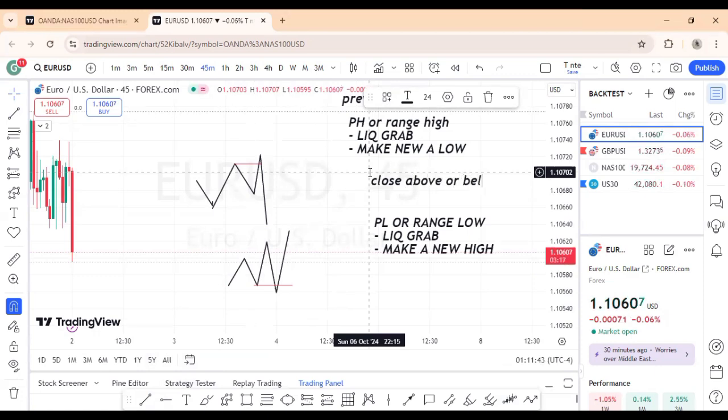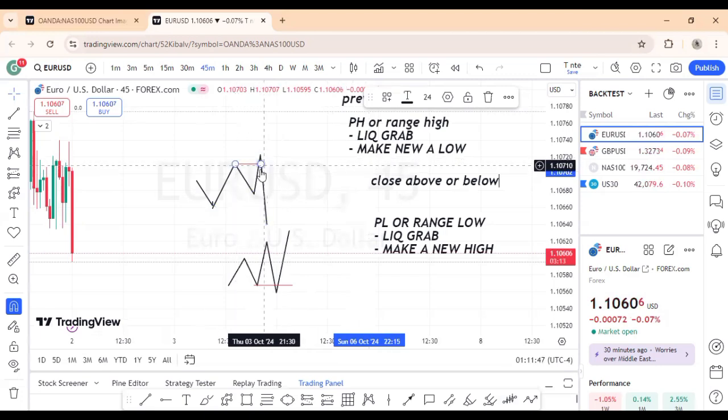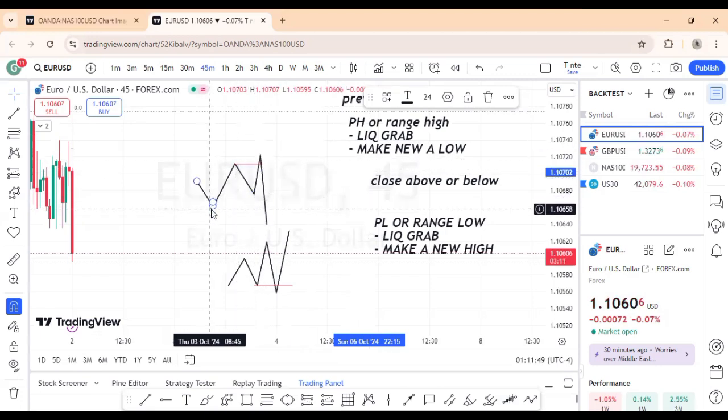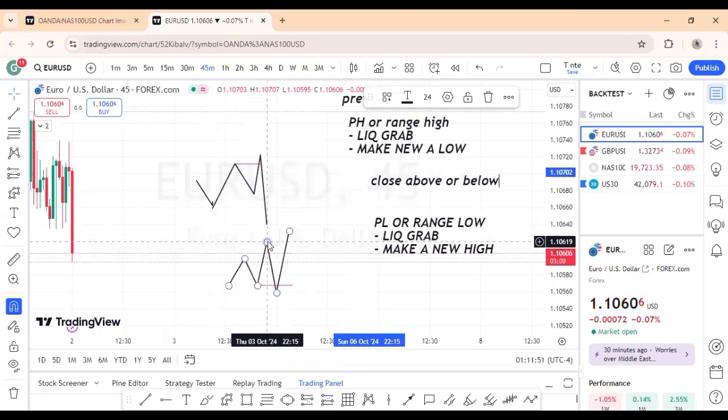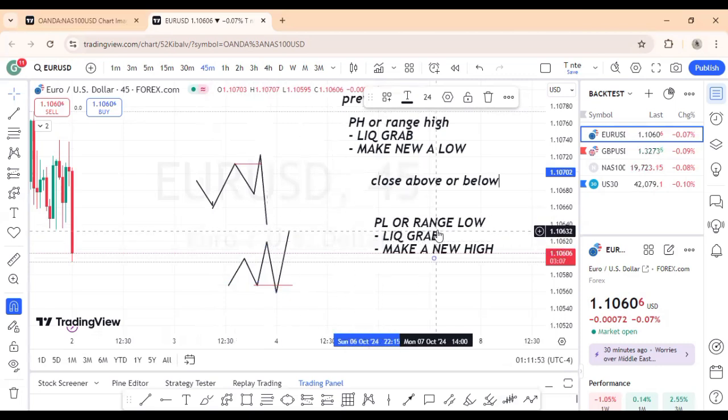Want to see price close above it on the candle basis. Want to see price close below this low. Want to see price close above this high. Now, for the liquidity grab, note something.